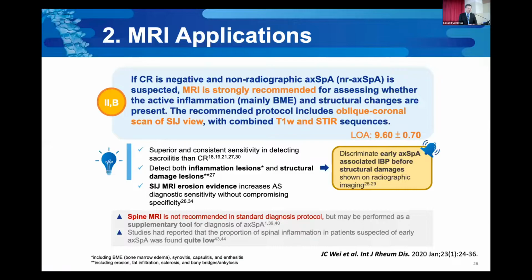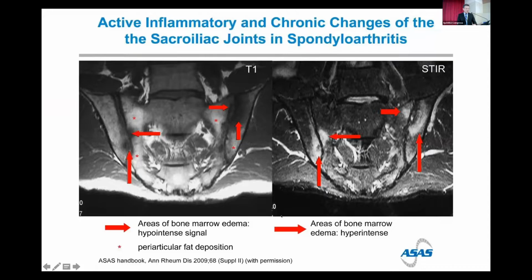The MRI is also very important, especially for early cases. So we recommend MRI for those patients with uncertainty on conventional X-ray. And we recommend two sequences, T1 weighted and STIR; the STIR sequence is much more important in SpA. Let me show you the picture here. STIR is actually a T2 sequence with fat suppression, so that you can see acute inflammation signs, say, subchondral bone edema over here. And sometimes you can see enhanced signal over the entheses or synovitis.